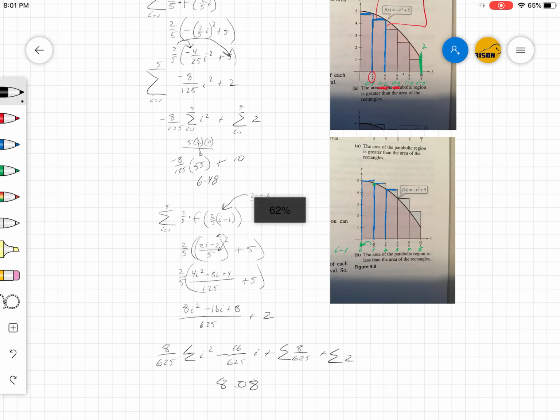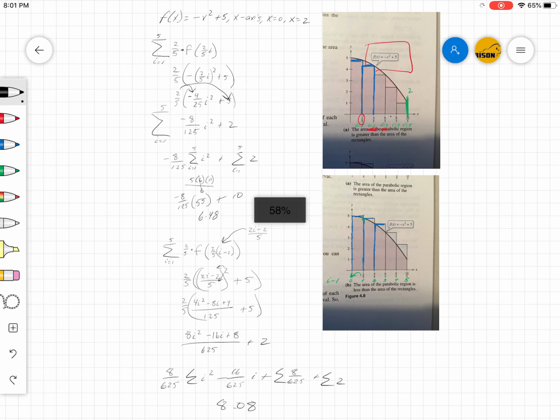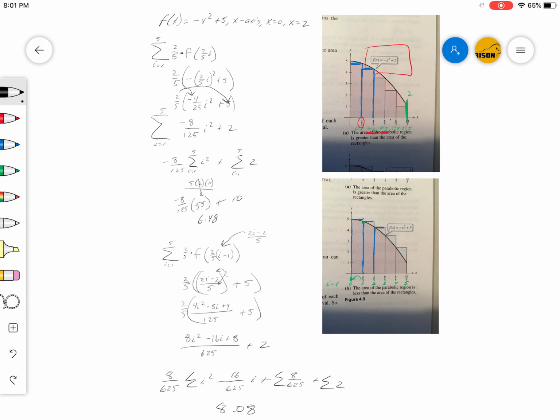Okay, so here's what we have to talk about. The first one outputs you 6.48. Second one outputs you 8.08. So the thing is, the area under that curve is somewhere between 6.48 and 8.08. If I average that, it's 7.28. Okay, so it's somewhere in that ballpark, but we can't really say that for sure. What we would need to do is, like I said a little bit ago, start making more rectangles.